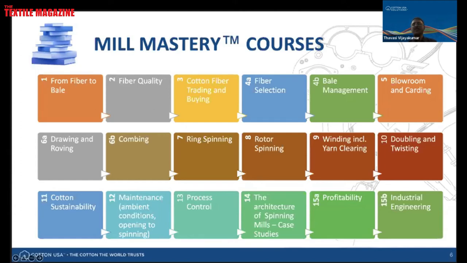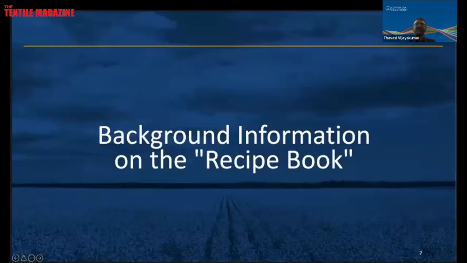There are also a few modules on essential topics like profitability, economic advantage of different spinning systems, signature mill case studies, and equipment maintenance. Overall, it is a unique concept documented during the COVID period by the CCI technical team that would benefit mills to process US cotton efficiently and make more money. So we always say, after all, spinning is not about making yarn. It's about making money. So now we get into the central part of this presentation.